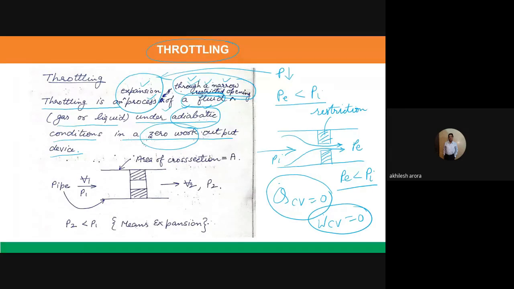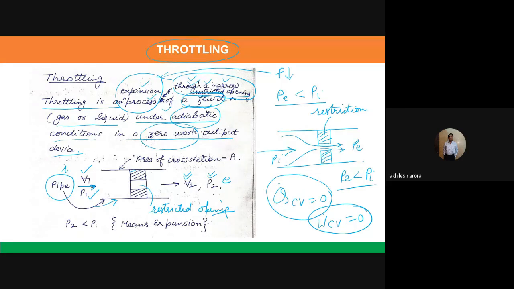What you can see here is we have considered a pipe. This is a pipeline, and there is a restricted opening, because the area has been reduced here. We are considering that the fluid entering here has a velocity v1, pressure p1, and at the exit its velocity is v2 and the pressure is p2. So basically this is the inlet condition and this is the exit condition.